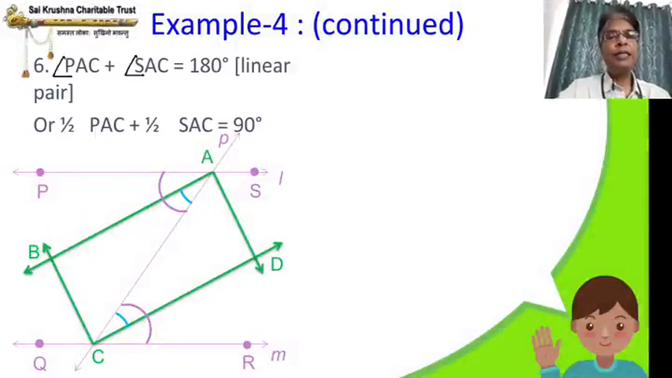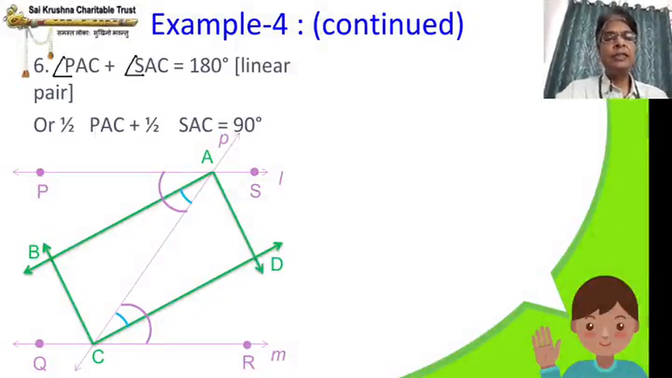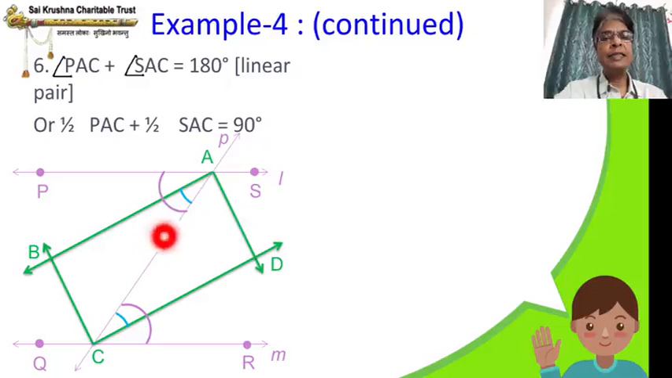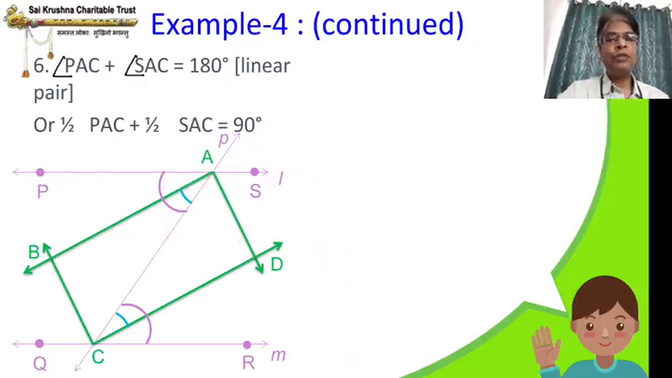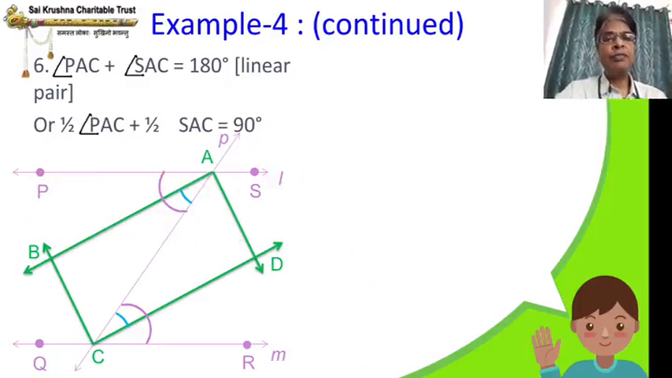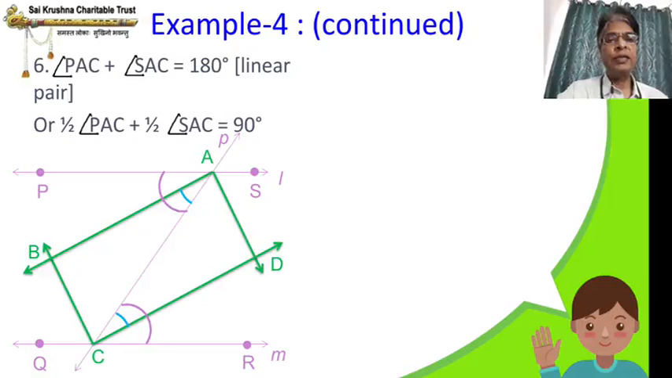Now angle PAC plus angle SAC equal to 180 degrees. That is, they are in the straight line. PAC plus SAC is in the straight line PS or L, so it is 180 degrees. Again, half of PAC plus half of SAC equal to 90 degrees. Same like what we saw in the previous page, why we are seeing half.